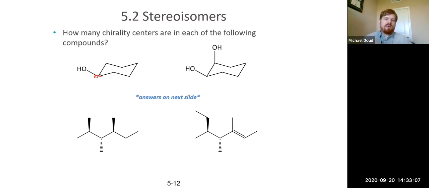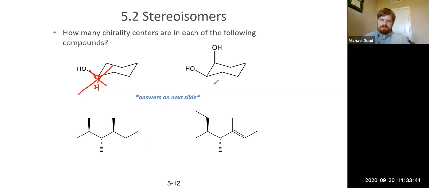Obviously, we're going to evaluate this carbon here. This carbon is bonded to an OH group, so that's 1. It's bonded to a hydrogen, that's 2. Now we have to go around the ring. Going around the left side, it's CH2, CH2, CH2, CH2, CH2. Going around the right side, it's CH2, CH2, CH2, CH2, CH2. Those are identical, believe it or not. So this carbon is only bonded to 3 different groups. Therefore, it is not chiral, so we're going to put a big X through there.